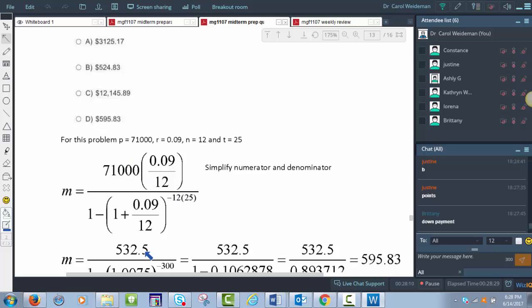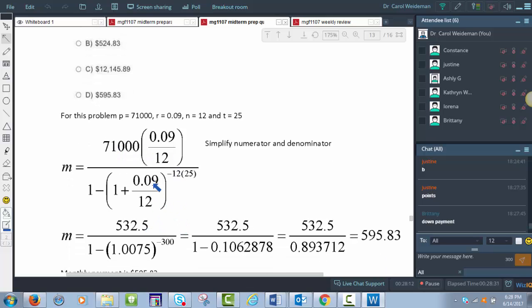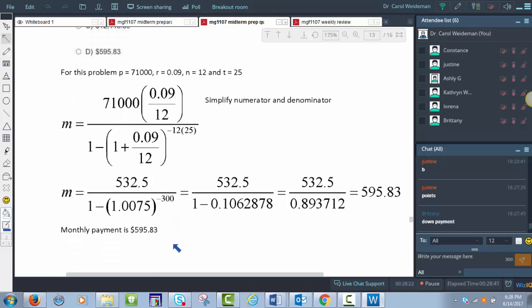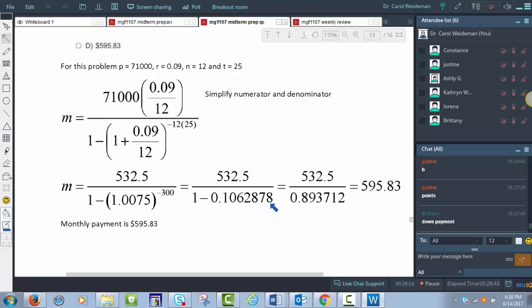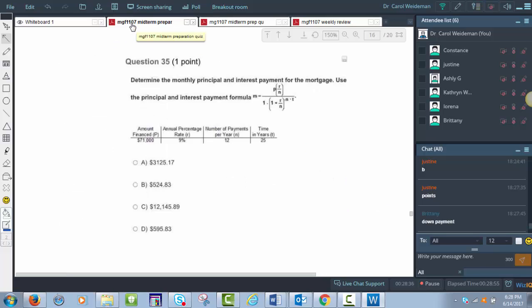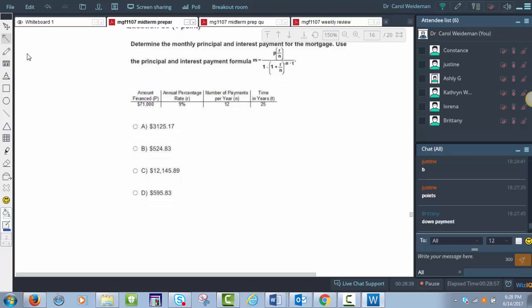It's usually pretty easy to do. In the denominator, start with the fraction, 0.09 divided by 12, plus 1, and then raise it. Again, remember, negative exponent, so it's the negative 300th power. The number you get is going to be less than 1, then subtract it from 1, and finally divide. So the monthly payment on that mortgage is going to be $595.83, which is answer D.